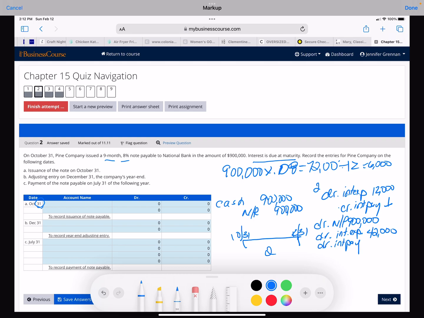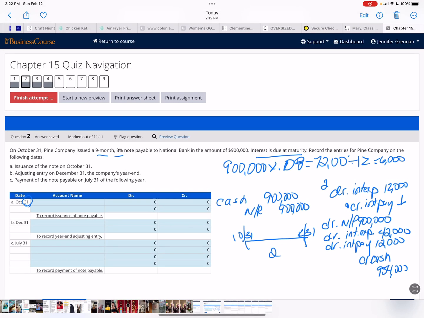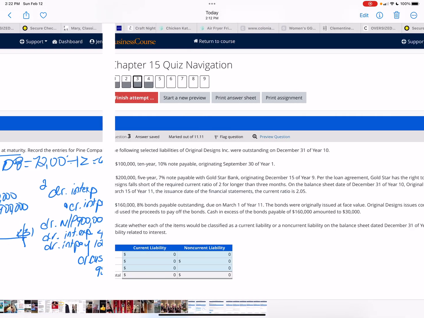So I'll just look back to this previous entry, take off that interest payable. And then lastly, I need to give them the cash. I'm giving them cash of the $900,000 plus 9 months interest. So that's $954,000. So those are good to practice. They should come relatively easy, but those are a good practice problem.